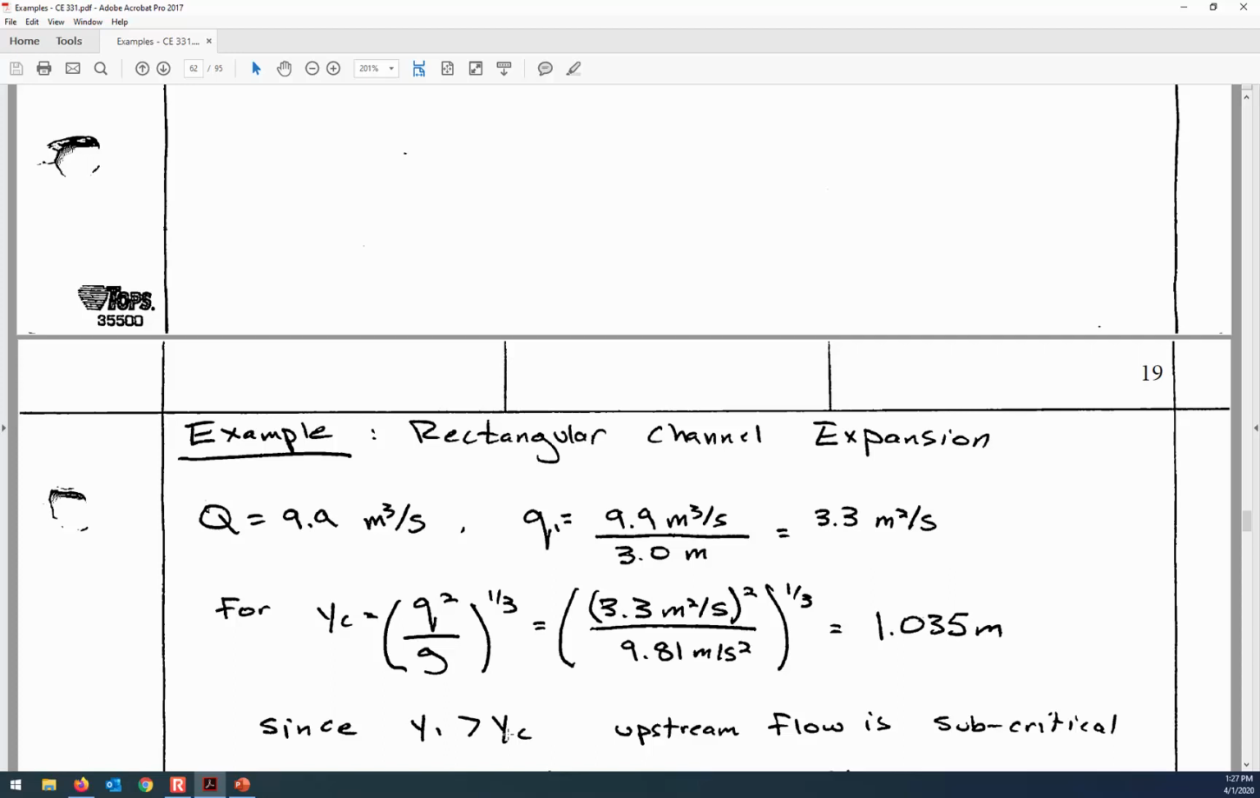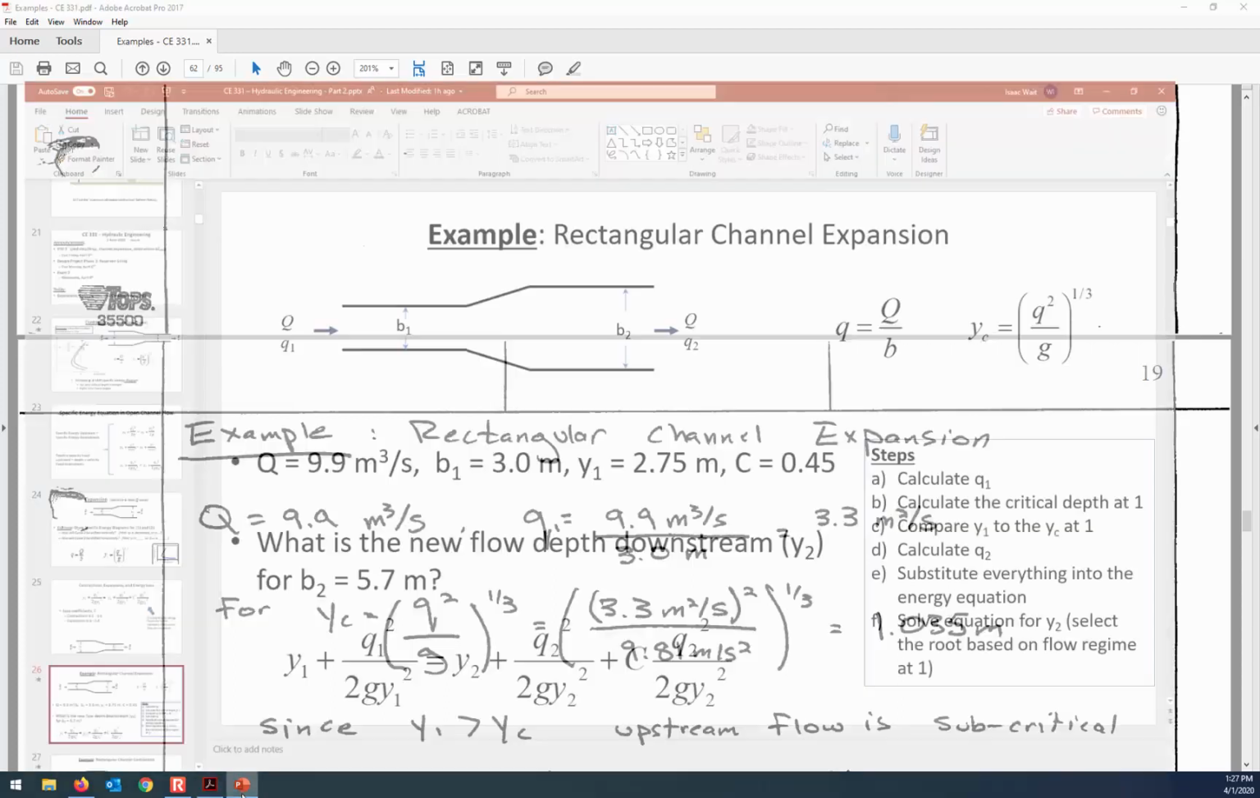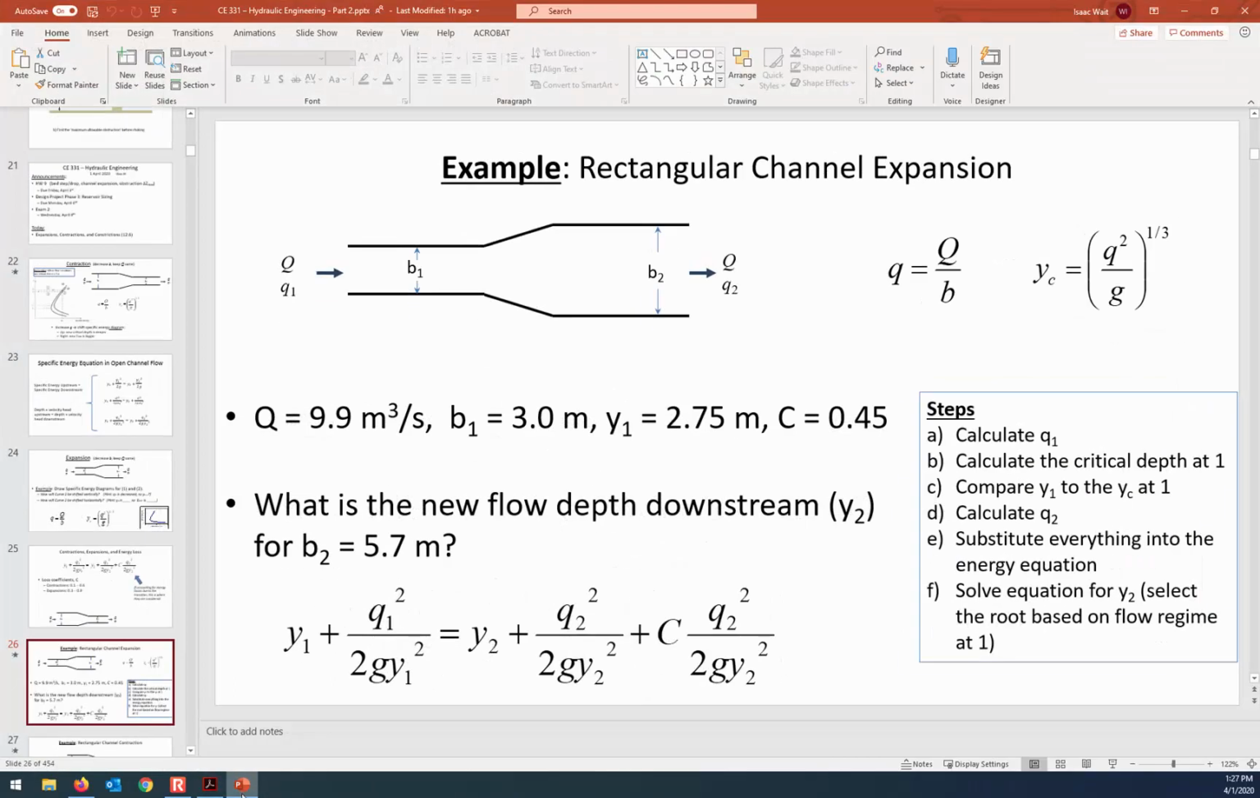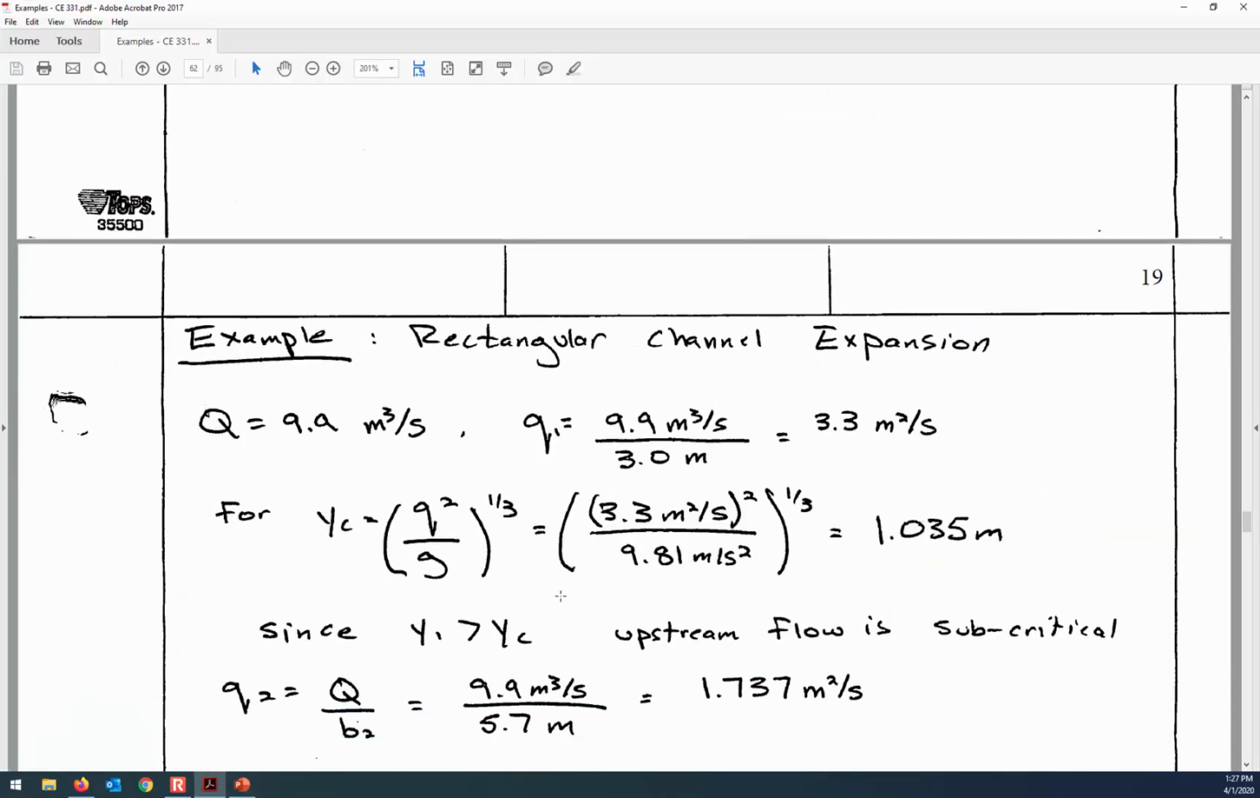All right, any questions so far on this example where we're just doing the preliminaries here? All right, so step D was calculate the flow per unit width at location 2.